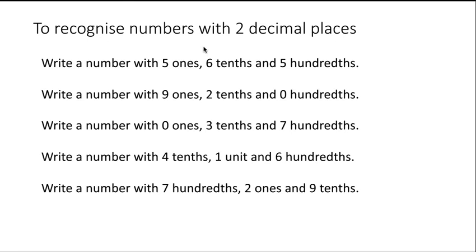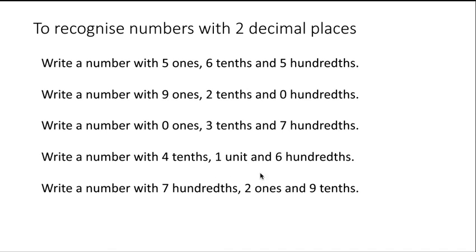To recognise numbers with 2 decimal places, can you have a go at writing these numbers out? And hopefully yours won't jump around like mine just did. Can you write a number with 5 ones, 6 tenths and 5 hundredths? Can you write a number with 9 ones, 2 tenths and no hundredths? Write a number with no ones, 3 tenths and 7 hundredths. Write a number with 4 tenths, 1 unit and 6 hundredths.